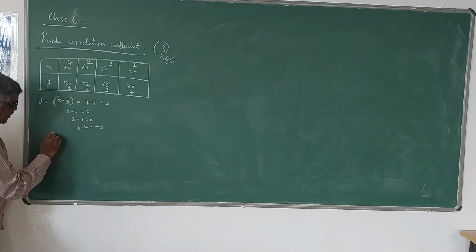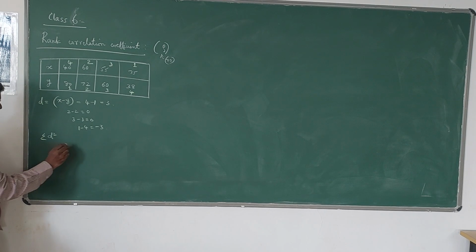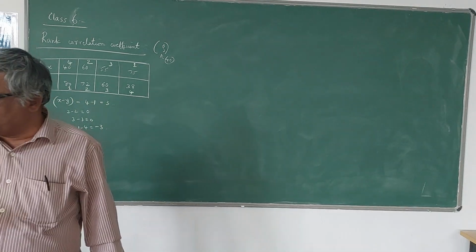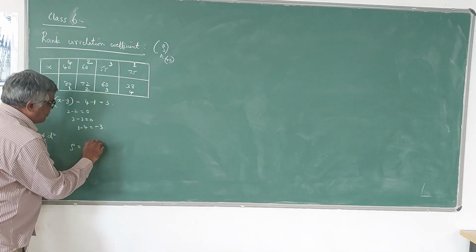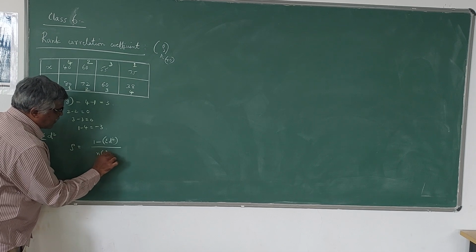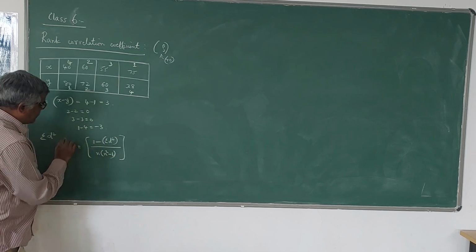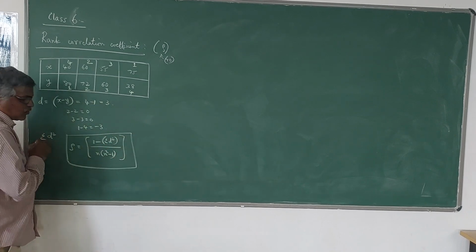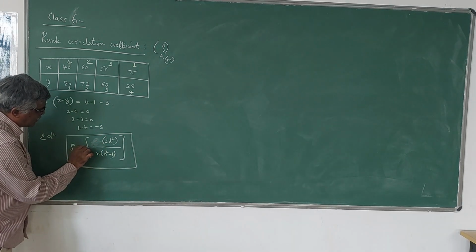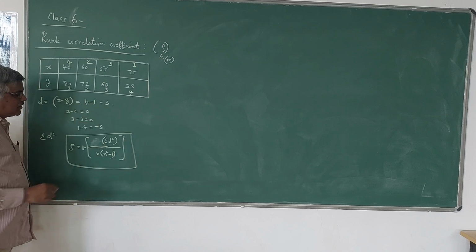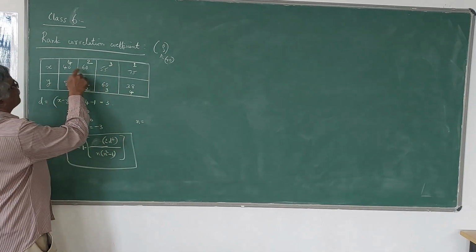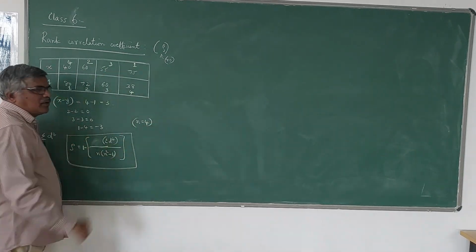Then we have to find d square, then sigma d square. Then we can find the rank correlation coefficient using the formula rho is equal to 1 minus 6 sigma d square divided by n into n square minus 1. This is the formula we use to find rho. Here n is the number of observations of data. There are 4 observations, so n is equal to 4.